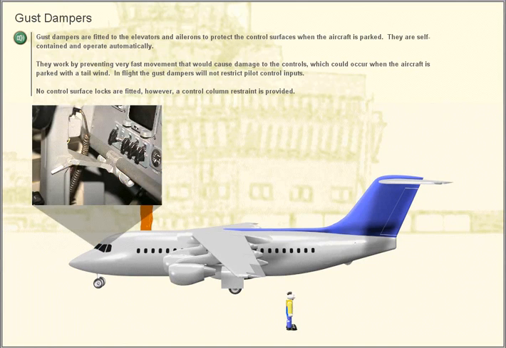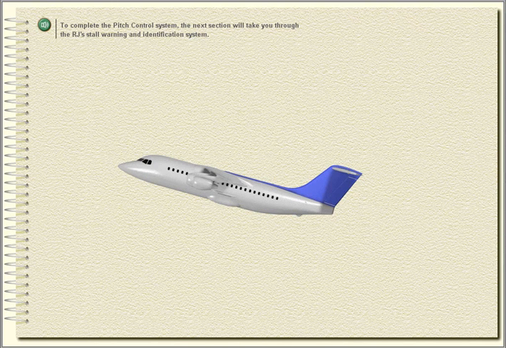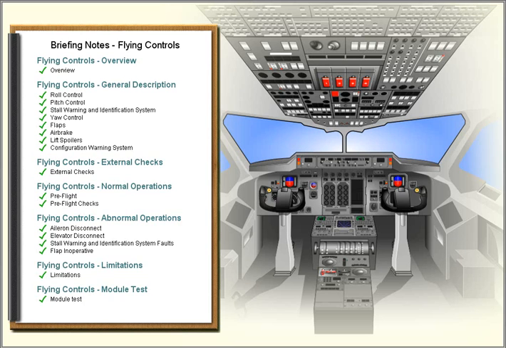No control surface locks are fitted. However, a control column restraint is provided. To complete the pitch control system, the next section will take you through the RJ stall warning and identification system.